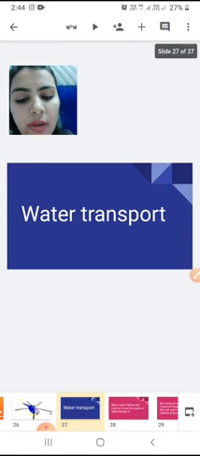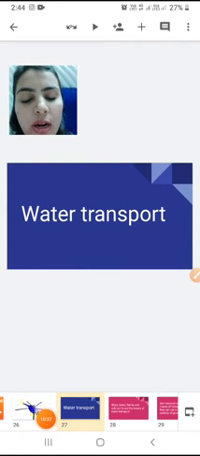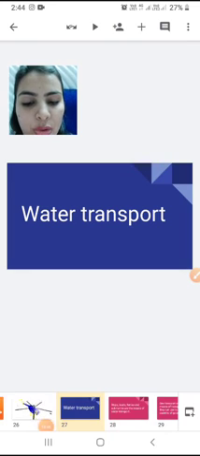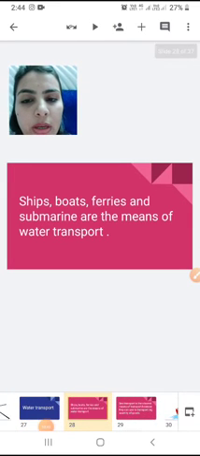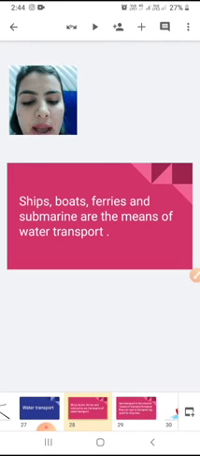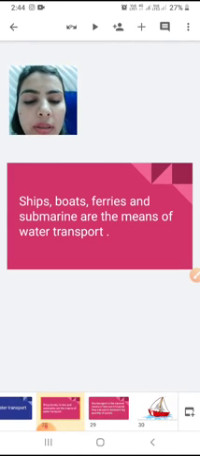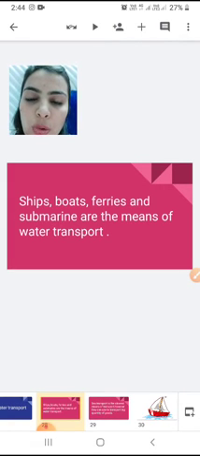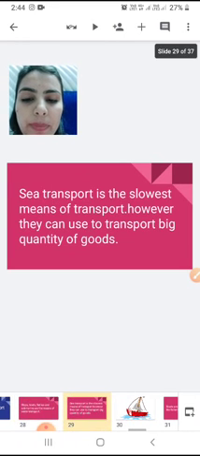Next is our water transports. Ships, boats, ferries, and submarines are the means of water transport. That means they only run on water. Who runs on the water? Ships, boats, ferries, and submarines.